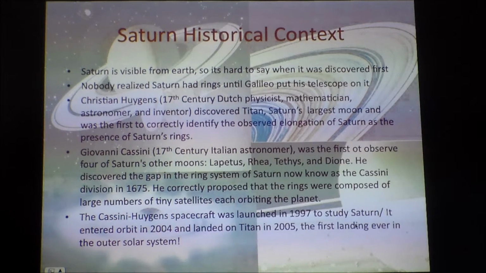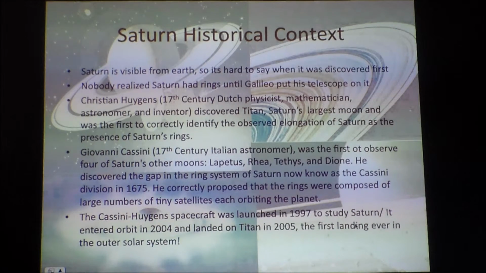The Cassini-Huygens spacecraft was launched in 1997 to study Saturn. It entered orbit in 2004 and landed in 2005, the first landing ever in the outer solar system.